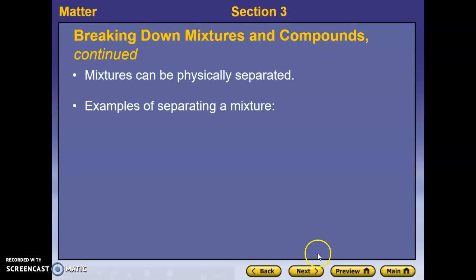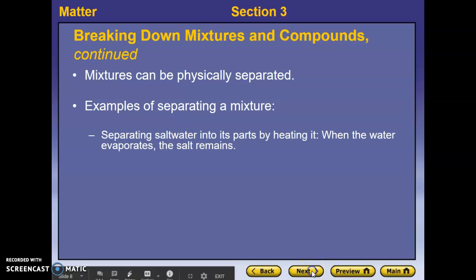So what are some ways that we could separate a mixture? Well, you did the virtual lab the other day, and that's what that was all about. You were able to identify the properties of the materials in the mixture and then choose methods for separating it based on those properties. For example, you can separate seawater, which has salt in it, into its parts by heating it, because when the water evaporates, the salt remains. That was one of the steps in your process in the virtual lab.